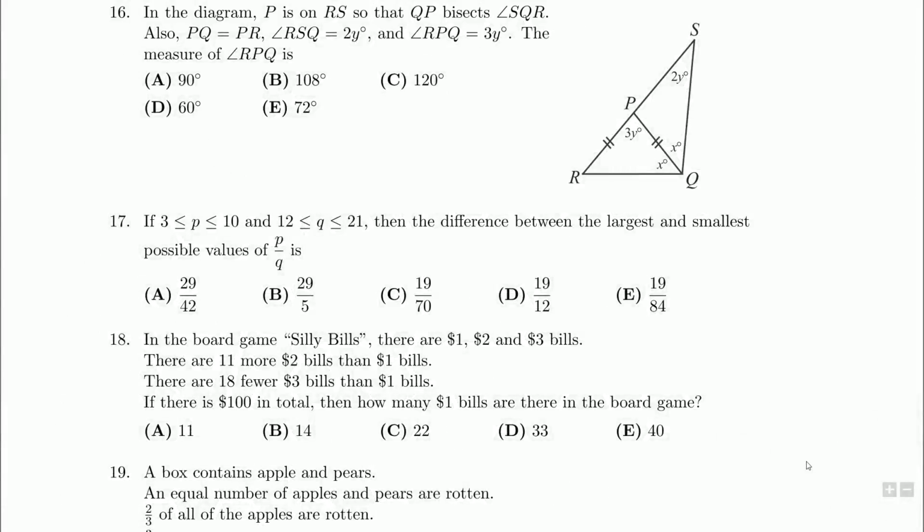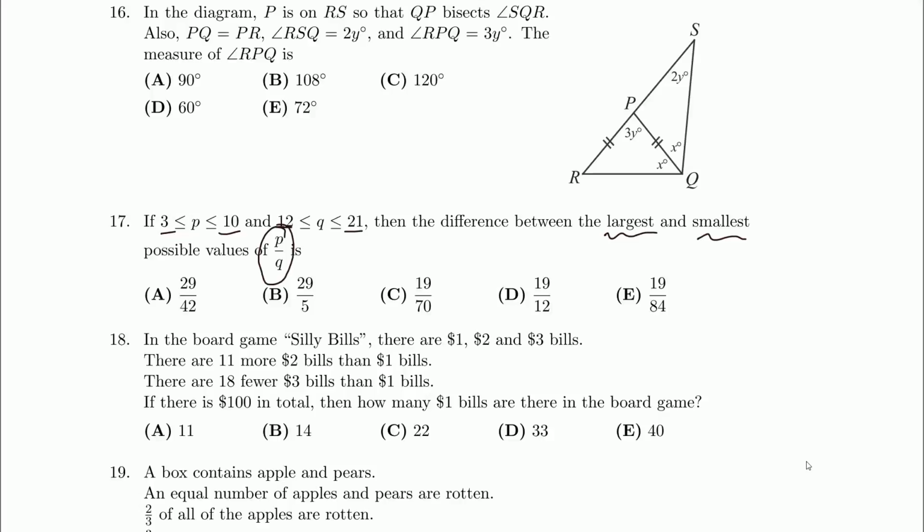We're looking at question 17 on our Cayley paper, which asks if P is between 3 and 10, and Q is between 12 and 21, then the difference between the largest and smallest possible values of the fraction P over Q is. Okay. So you could probably mess around with some guess and check in this question.